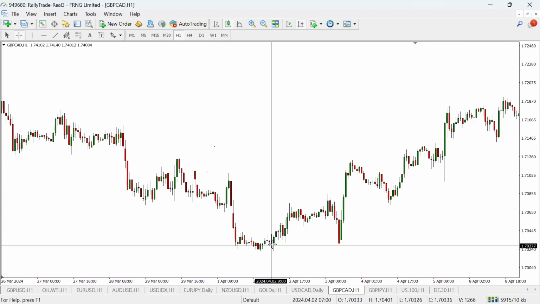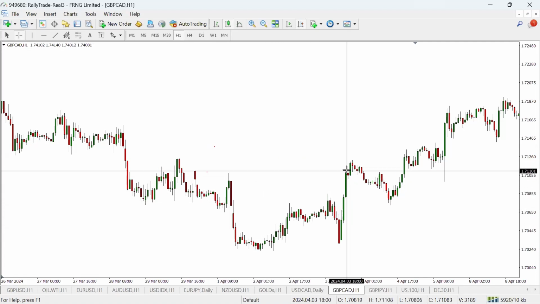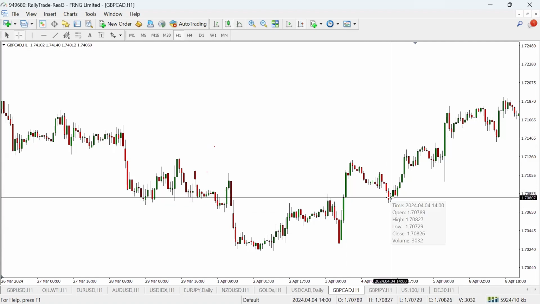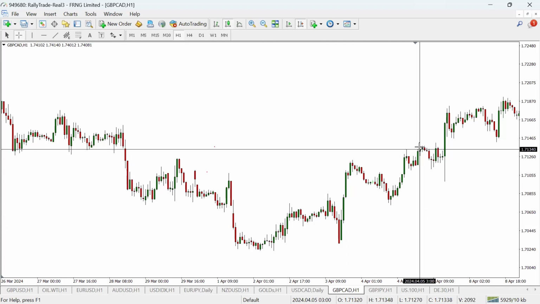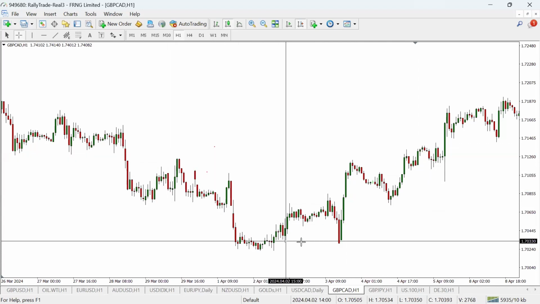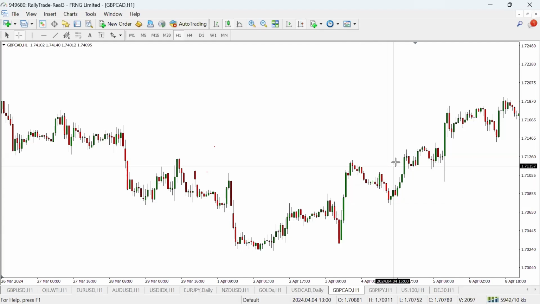Now you can see what happened. Price pushed all the way and broke above this lower high, retraced, and created a higher low, pushed up and created a higher high. So now this trend is no longer to the downside, but the trend is changing to the upside. All right? The trend is now changing towards the upside.